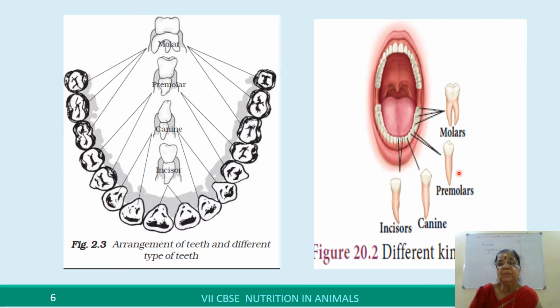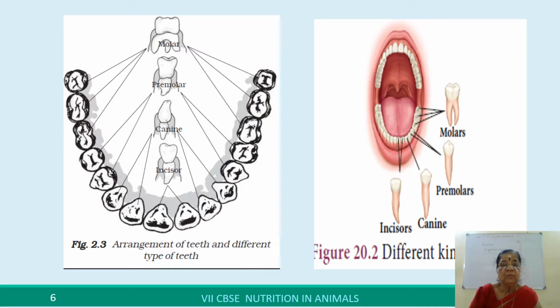And then premolars are for chewing and mastication. Mastication: when the food is chewed well in the buccal cavity, it mixes with the saliva and forms a bolus. That's mastication. And then molars. These are all for chewing the food.